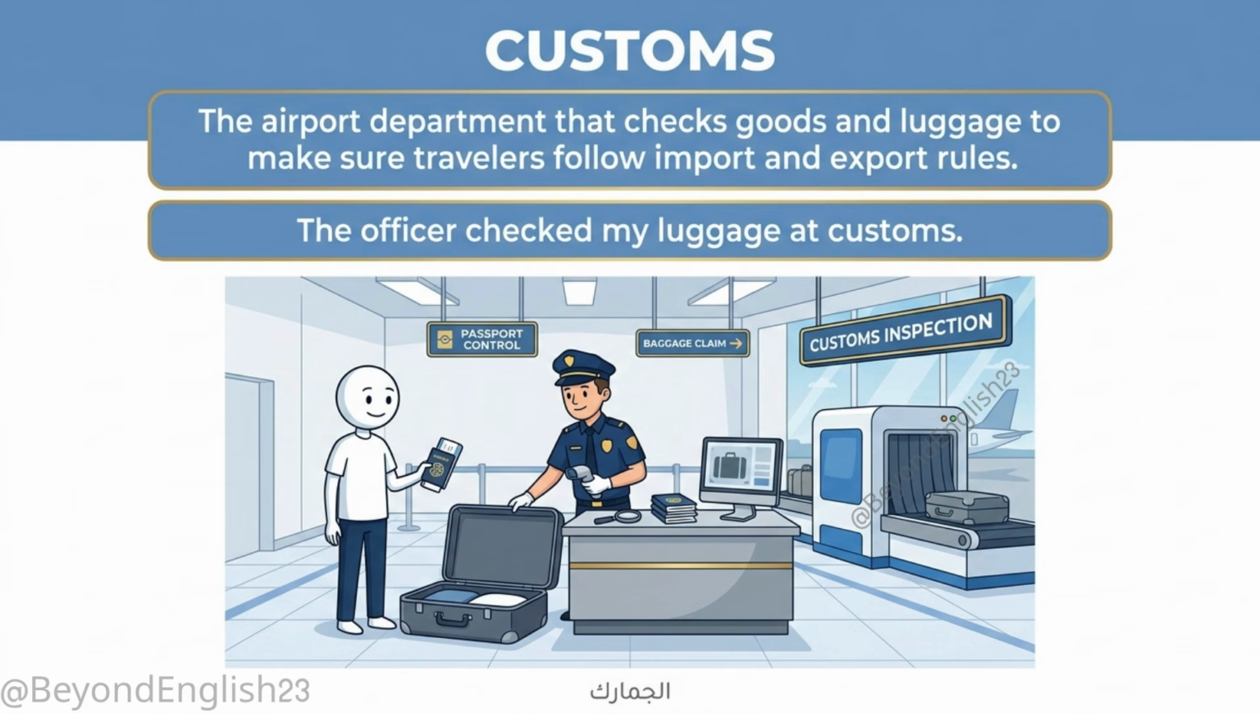10. Customs. Customs is the airport process where officials check goods and belongings that passengers bring into or take out of a country. Travelers may need to declare certain items. Example, she declared her valuable items at customs after arriving.